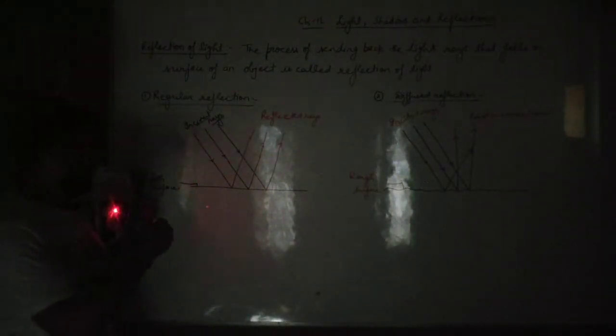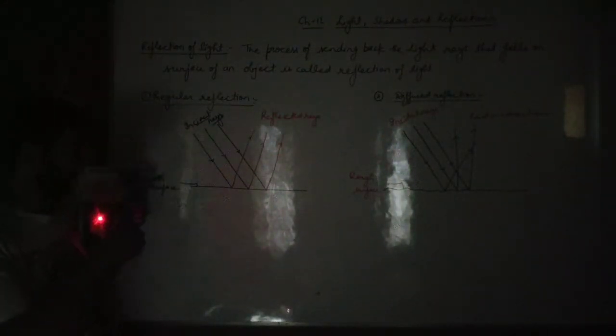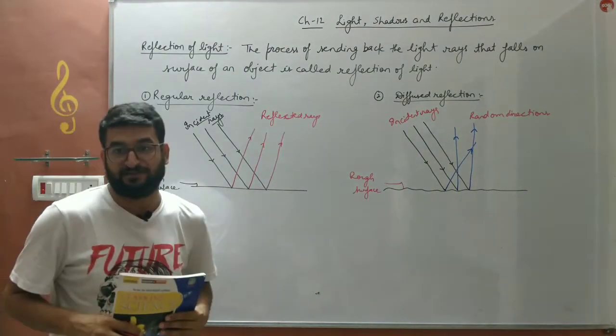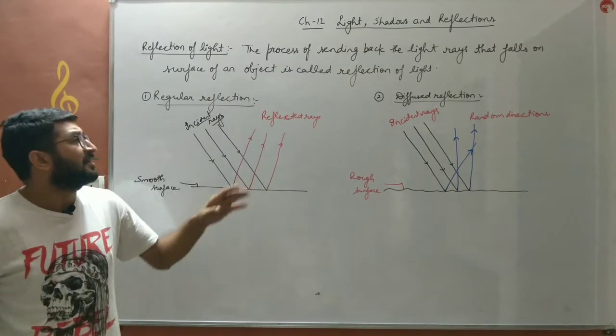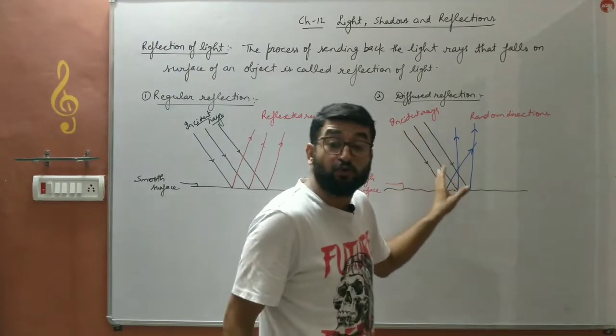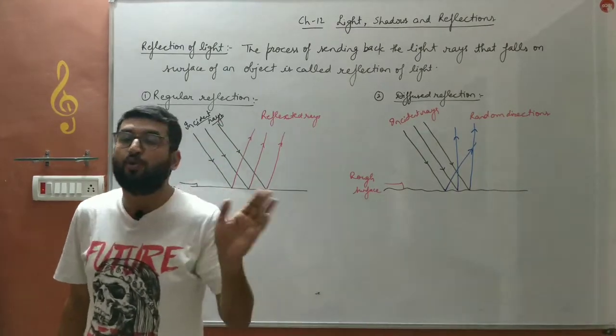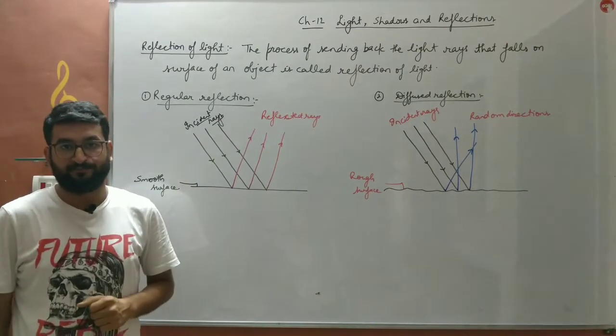If I switch off the light and turn it on, you can see the light is falling over the book, but there is no such image or reflection on the board. Why is it so? Because this is not a good reflecting surface, because this book is a rough surface. And rough surfaces do not reflect the light properly. Rough surfaces perform diffused reflection, due to which no image is formed.